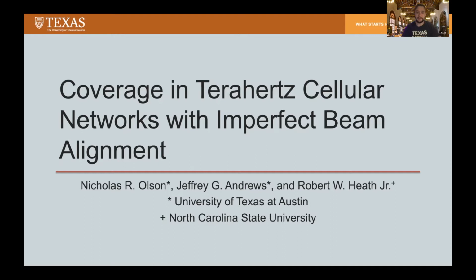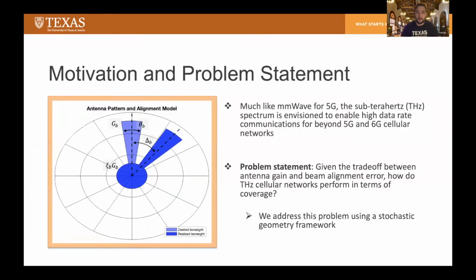Today I'll be presenting my work concerning the coverage performance of terahertz cellular networks in the presence of imperfect beam alignment. The terahertz band is a promising spectrum for beyond 5G and 6G cellular networks due to the great availability of bandwidth in that part of the spectrum. But there are some challenges here: since the frequency is much higher than those conventionally used, dispersion losses are a significant phenomenon. To overcome them, very narrow beams or highly directive antenna patterns are required.